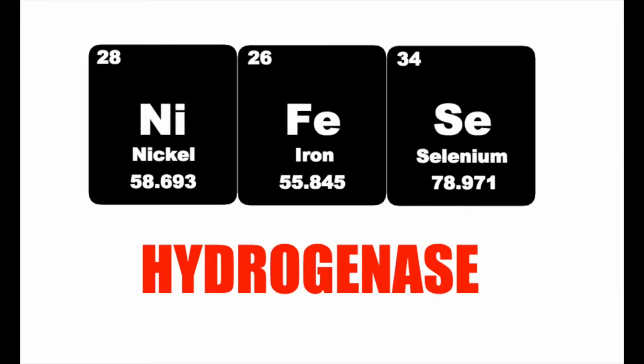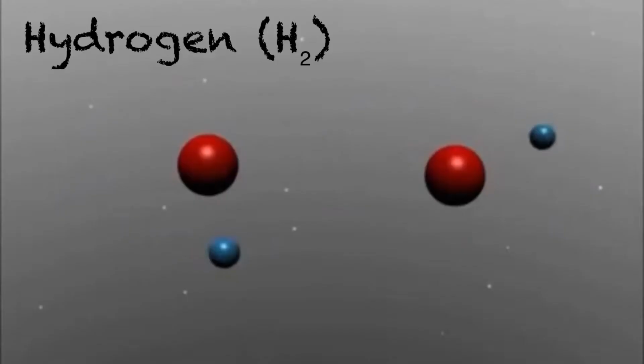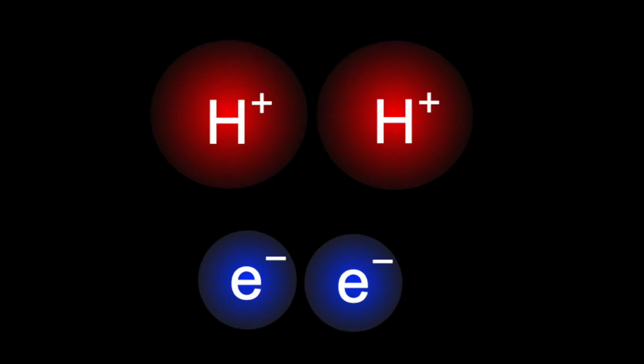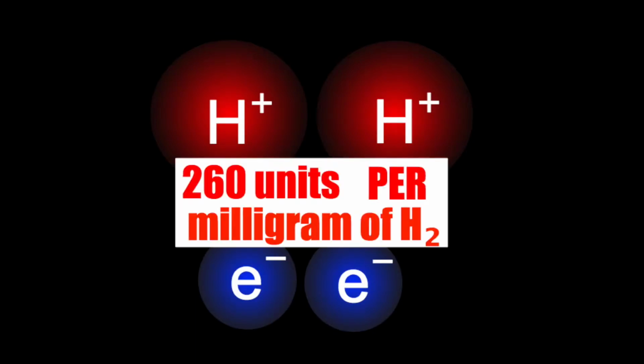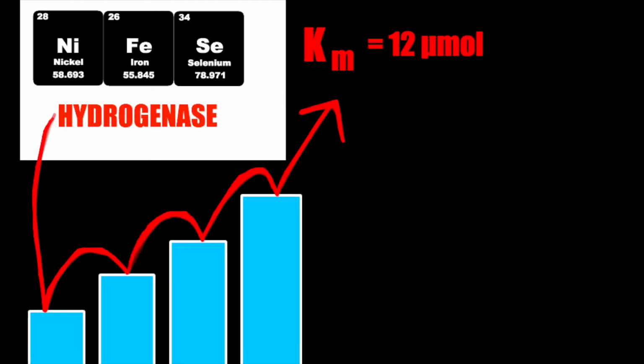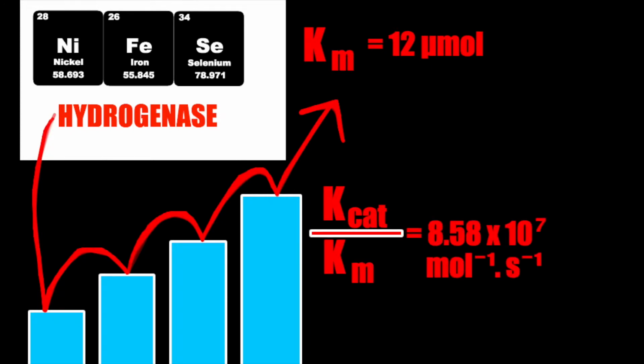The reaction of nickel iron selenium hydrogenase is H2 converted to 2 hydrogen ions and 2 electrons, which produces 260 units per milligram of hydrogen gas. The kinetics of hydrogen production via nickel iron selenium hydrogenase is quantified at a Km of 12 micromoles and kcat per Km of 8.58 times 10 to the power of 7 per mole per second.